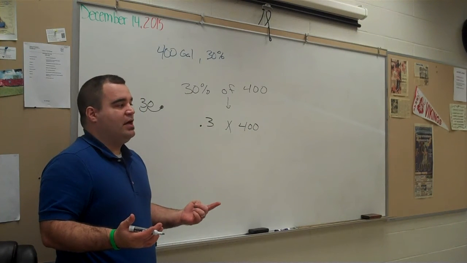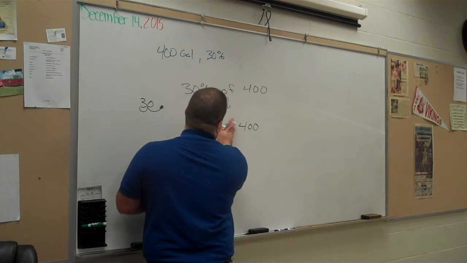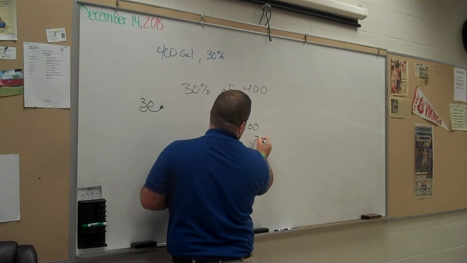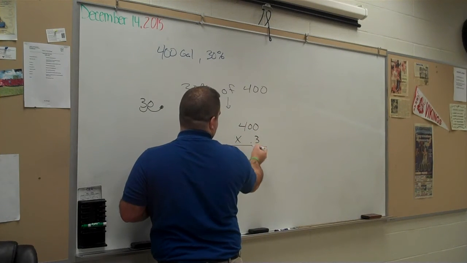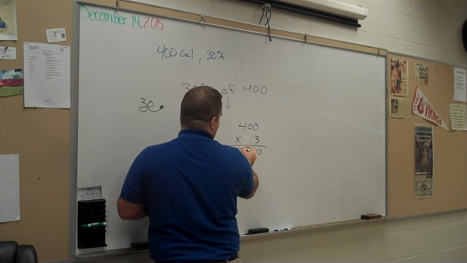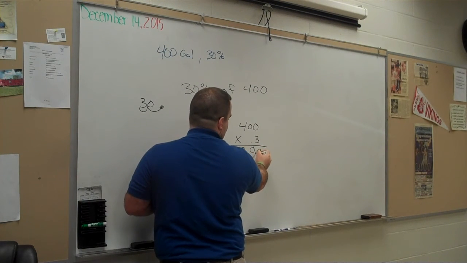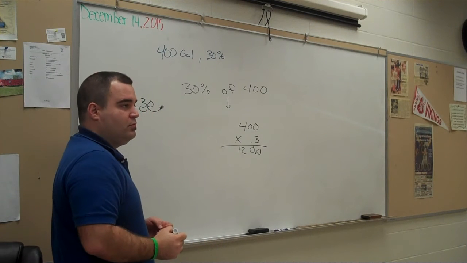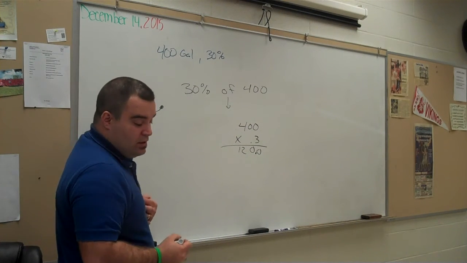Did you learn how to multiply with decimals? Yeah. All right, let's do that. What's 3 times 0? 0. What's 3 times 0? 0. What's 3 times 4? 12. We have 1.2, one decimal place to the left, right? That's the way I learned it. That feels easier. Yeah, that's way easier.